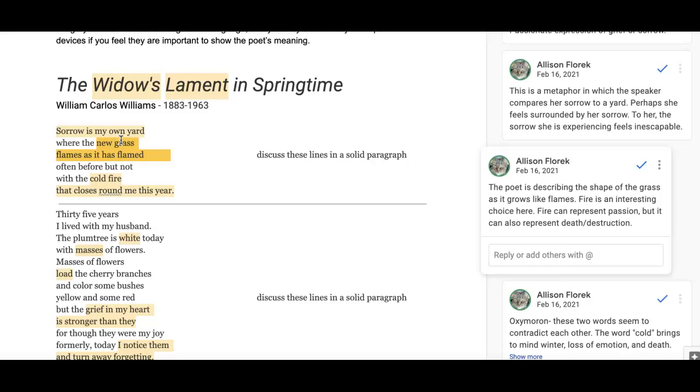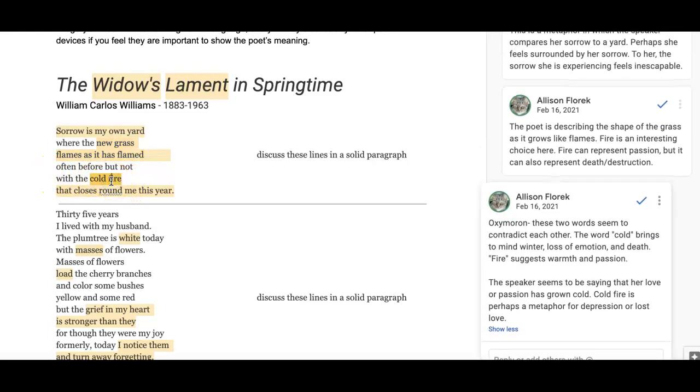So if we do interpret it, say, as passion, it talks about how it is flaming now as it had flamed often before, but not with the cold fire that closes around me this year. So if we look at cold fire, this is going to be an oxymoron because these two words seemingly contradict each other. One, just temperature-wise, right? Cold is obviously very frigid. Fire is very warm.